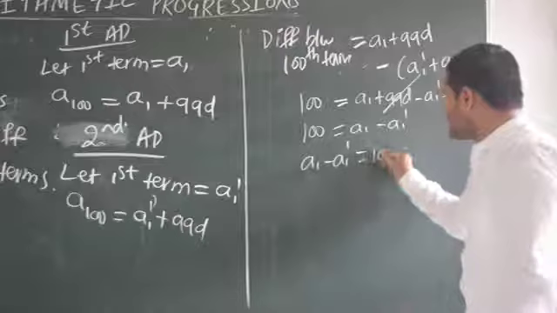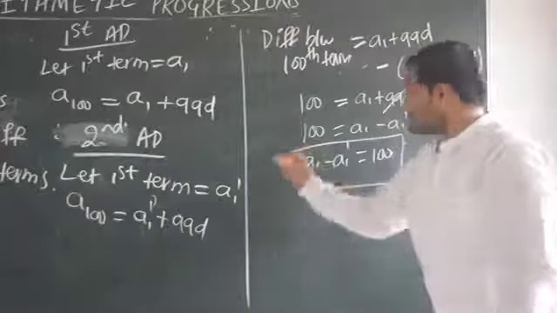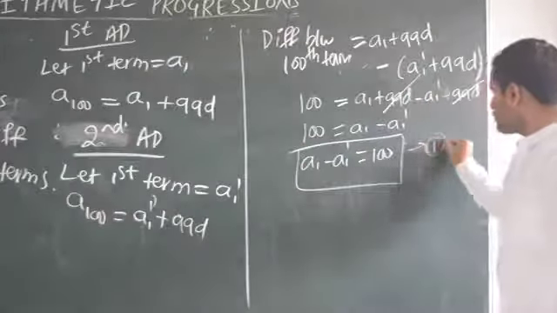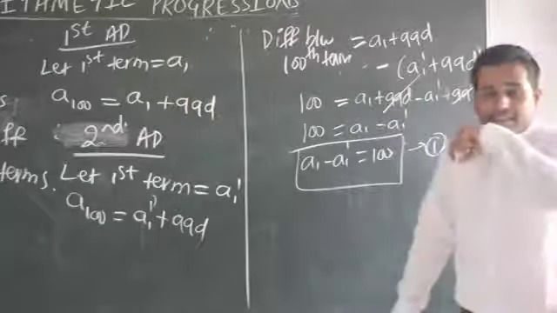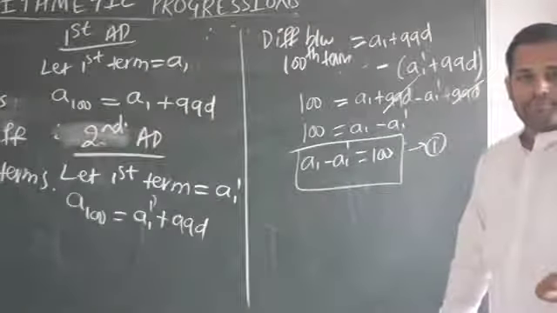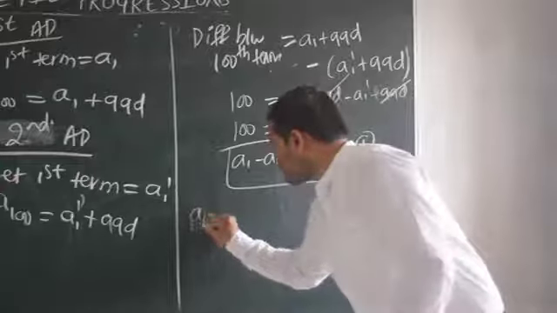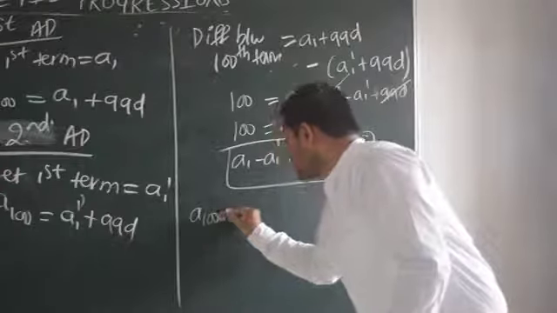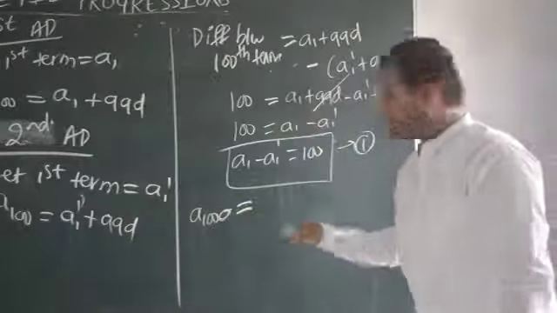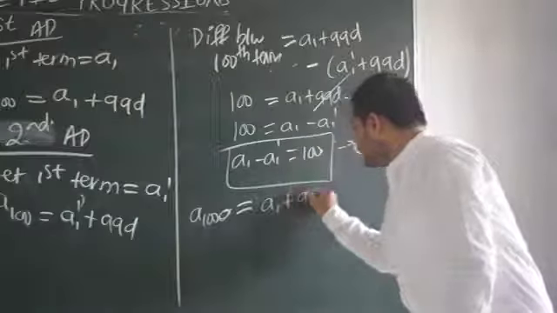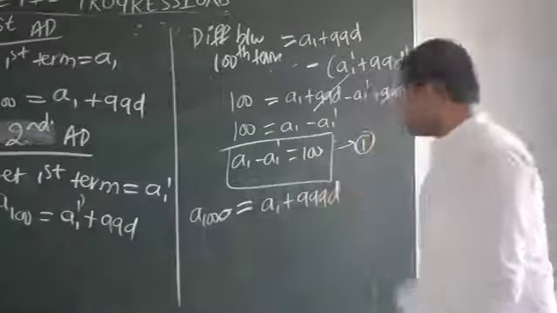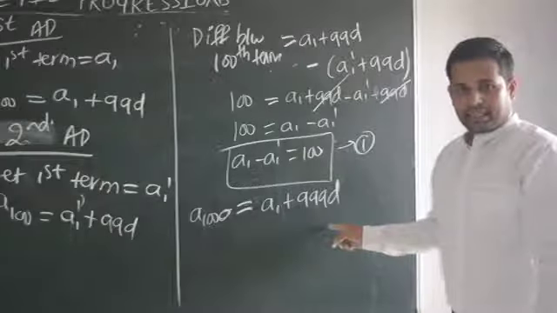Let us keep this result. This is result number 1. Now what are they asking you? They are asking you the difference between the 1000th terms. What is the 1000th term for the first AP? The 1000th term for the first AP will be a1 plus 999d.